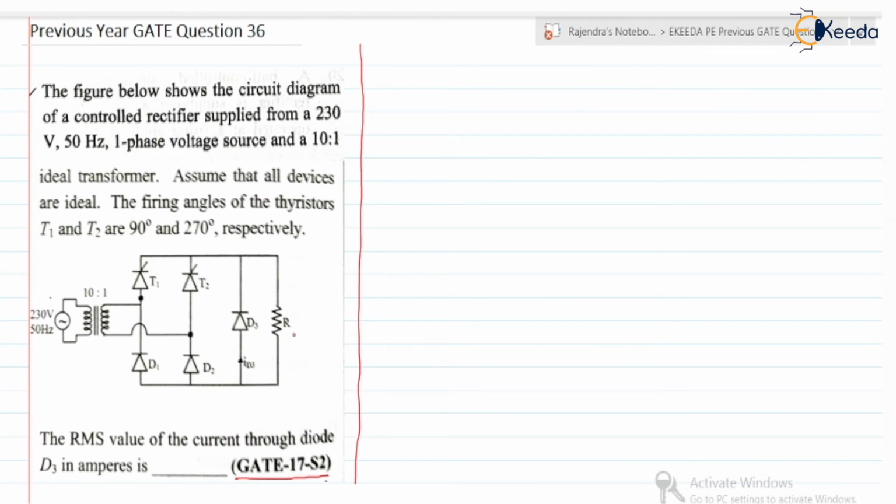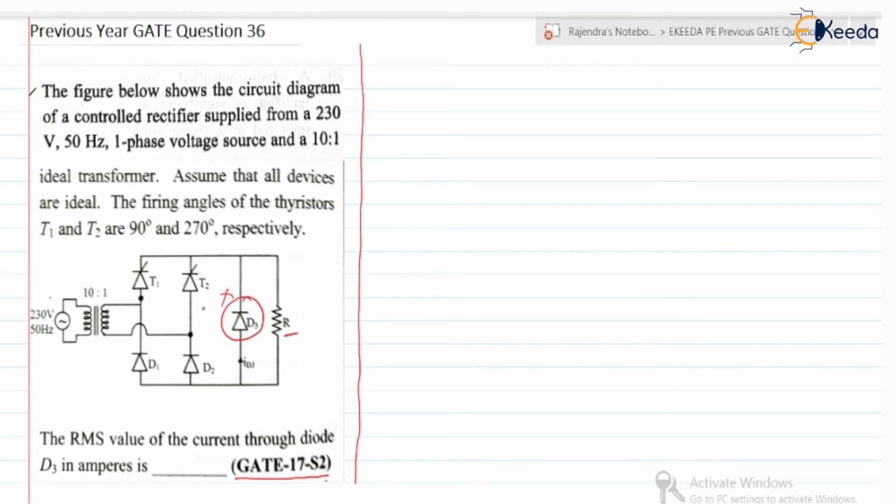So here the load is purely resistive. If the load is purely resistive, whether the freewheeling diode is required? No, right? So suppose from alpha to pi T1 D2 conducts. At that time the current will be flowing through the load, from source towards T1, load, D2 and again back to the supply. Current will be flowing.